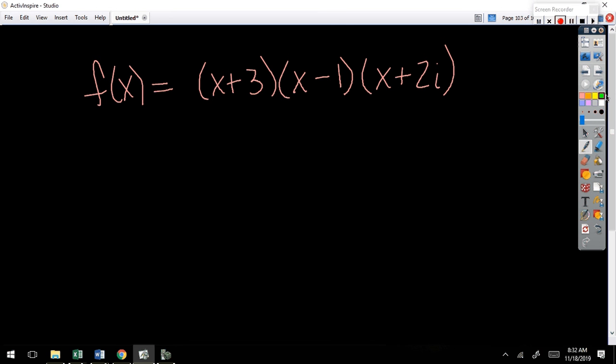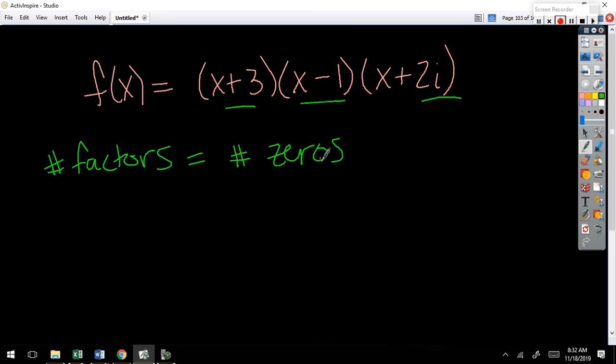Come on, y'all, you can do this. I know it's early. I know it's Monday. -3, 1. How do you know that, though? Because whenever we solve, we put it equal to 0, right? So the number of factors tells me the number of zeros. Without actually foiling it out, multiplying it out, what would the degree of this polynomial be? If it has 3 zeros, then it must have a degree of 3.